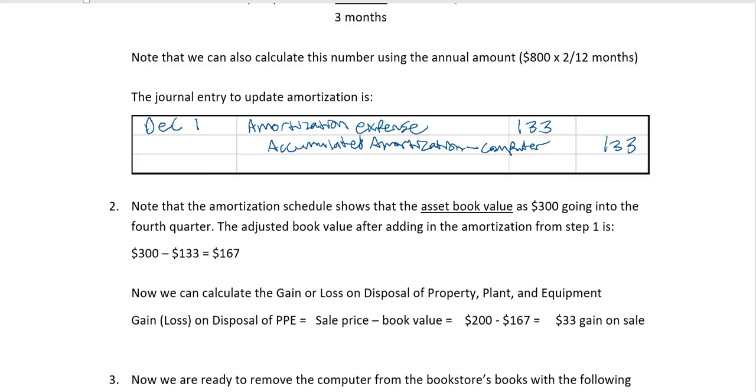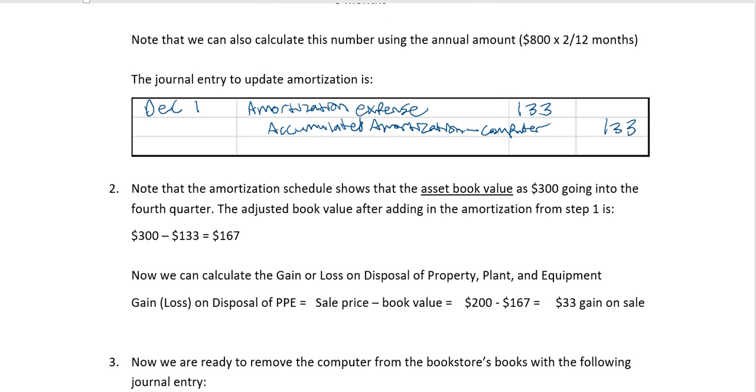So step 2, again, I'll show you how to skip it in the next example. Note that the amortization schedule shows that the asset book value is $300 going into the fourth quarter. So that will be straight out of your straight line amortization schedule earlier in your note. After quarter 3, we have a book value of $300. The adjusted book value after adding in amortization from step 1 is 167. So 300 to start the quarter, take away 133, you're left with 167, which makes a lot of sense because 67 more was going to go away in December. You'd have your salvage value of 100.